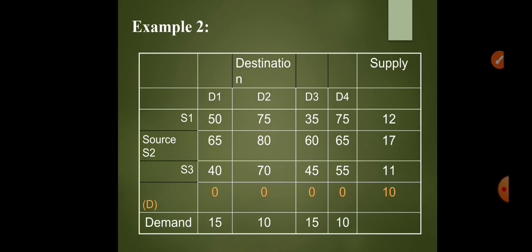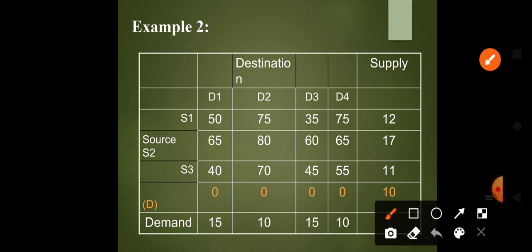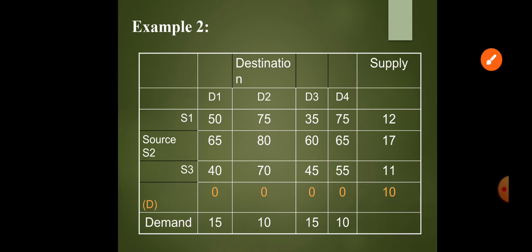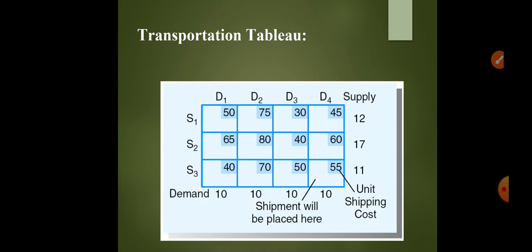Example 2. The supply is not equal to demand, therefore we add the dummy destination with costs 0, 0, 0, 0. The general form of the transportation table: the shipment will be placed here, along with the shipping cost.